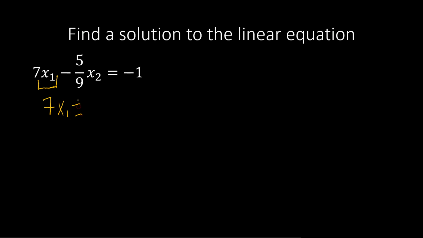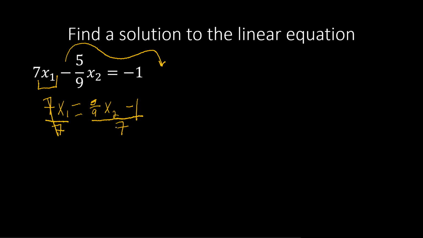7x1 is equal to, we take this 5 over 9, we move it over here to the right, and since we have negative 9, we add 5 over 9 x2, so we have 5 over 9 x2 minus 1, and then since we have 7x1 equals this, we need to divide by 7 on both sides. So we divide by 7 on both sides. That 7 goes away. We divide by 7 on this side.